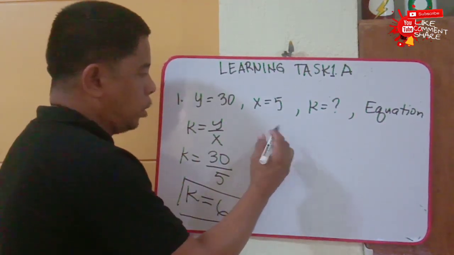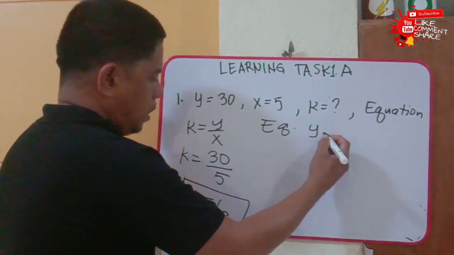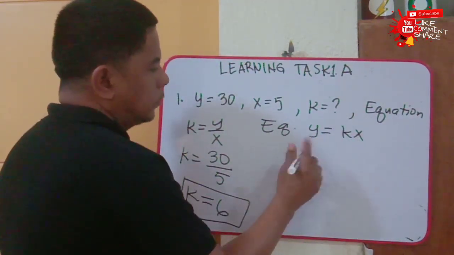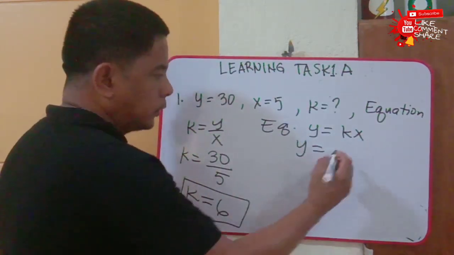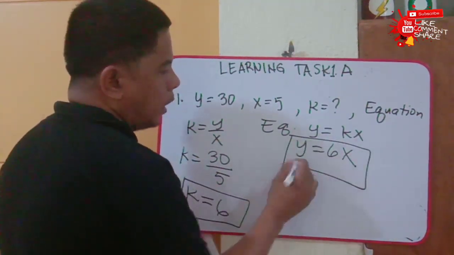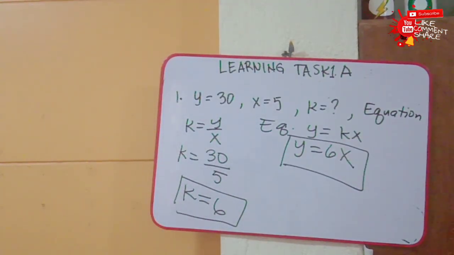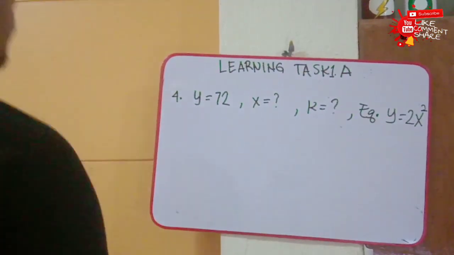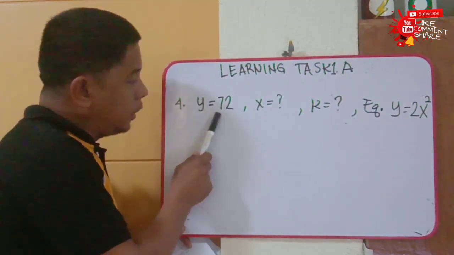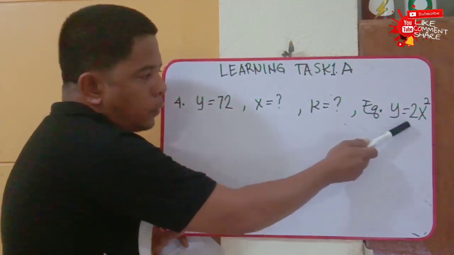How about the equation? Ano yung equation natin? Our equation is y equals kx. What is the constant? That is 6, and x. So, our equation is y equals 6x. Okay, learning task 1A number 4. The given: y equals 72. Find x, find k. And the given equation is y equals 2x squared.